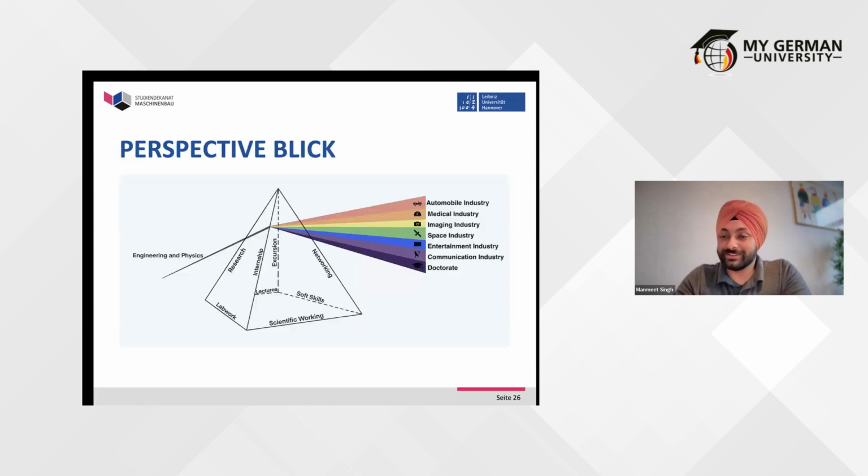So, the perspective: as I said, optics is a very vast industry, so it's easy to get lost in which field I want to go into after the master's. This is a basic light principle using a prism, which we tried to depict here. After finishing the master's, you have the option to go into the automobile industry, the medical industry, the imaging industry, space industry, entertainment, communication, or if you say no, I want to research further, you have the option to do your PhD.